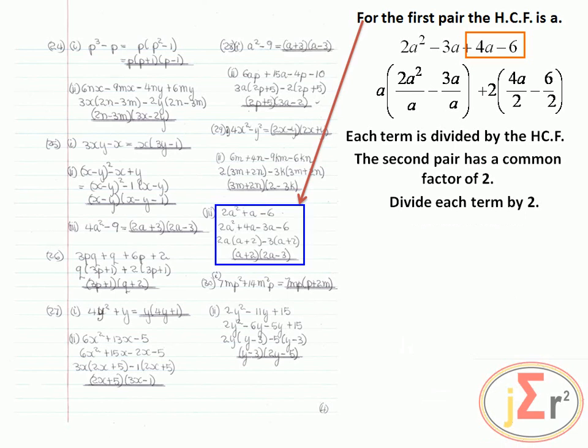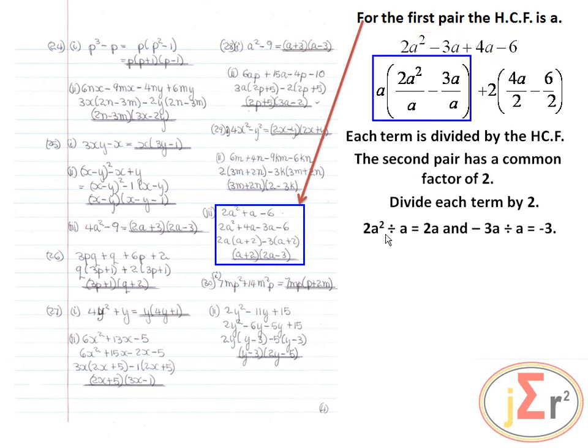And what do we know? The a's right here, a into a squared is a, so we will have 2a. The a's cancel here, we just have 3. 2a minus 3. So we have 2a squared divided by a is 2a, negative 3a divided by a, as we said before, is negative 3. 2a minus 3, that will be the first one.